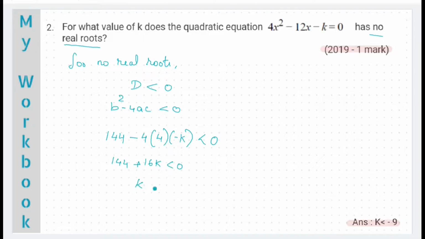So k should be, or 16k should be less than minus 144. So k should be less than minus 144 by 16. This goes 9 times. So k should be less than minus 9. This is the value of k for which the equation has no real roots. Moving on.